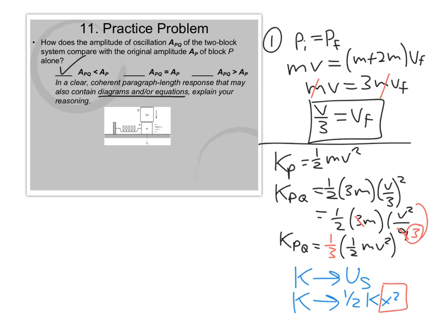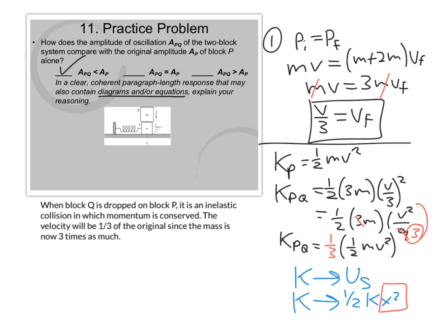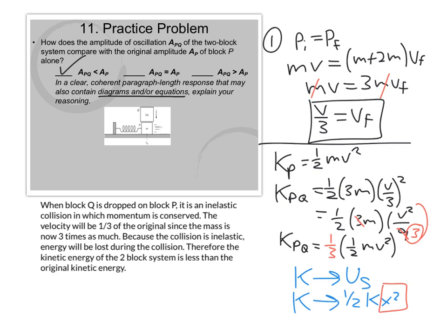So if we want to do just purely a conceptual explanation, what I would start by saying is when the block Q is dropped on top, we have an inelastic collision, which means that the momentum of the system is conserved, and so the velocity is 1/3 of the original since the mass is 3 times as much. I think that's a fair statement to say if you don't necessarily have the math to back it up. And then we can say, and this is really the important piece, because it's an inelastic collision, we know that energy must have been lost in that collision. And therefore, the kinetic energy of the two-block system is less than the original kinetic energy of the single block.